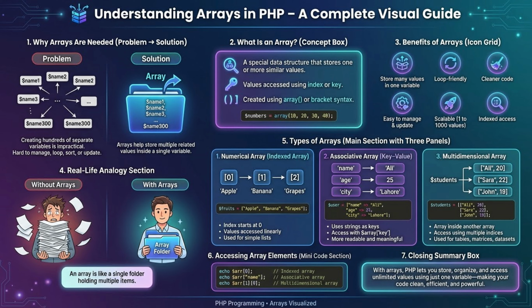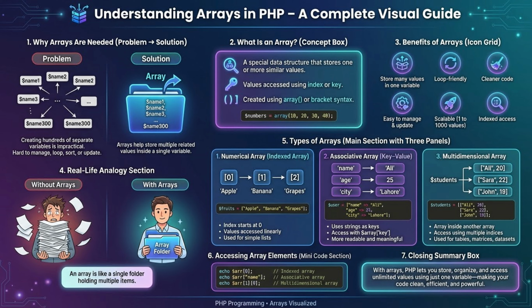The guide then explores the 3 main types of arrays in PHP. Numerical arrays, or indexed arrays, store values in a linear list using numeric indexes starting from 0. An example is apple, banana, grapes, which is perfect for simple lists. Associative arrays use strings as keys, letting you store data in key value pairs such as user information. Name equals Ali, age equals 25, city equals Lahore. This type is more meaningful and readable.